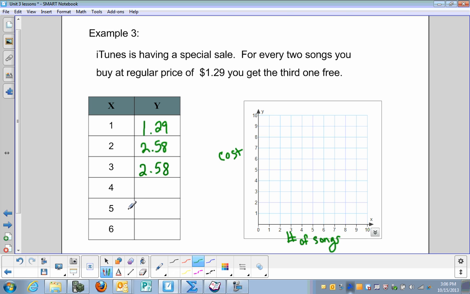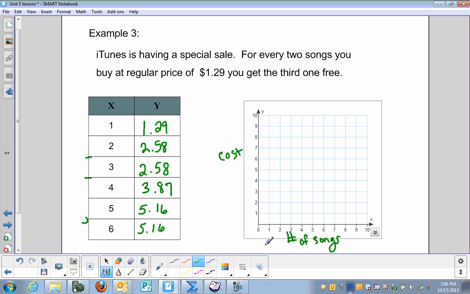If I purchase a 4th song, it'll be $3.87. If I purchase a 5th song, it'll be $5.16. Every 2 songs I buy at a regular price, I get the third one free. So here I bought 2, got that one free, bought 2, I'm going to get this one free. So my 6th song is going to cost me the same as my 5th, $5.16. So here's how we represent it in a table of values.